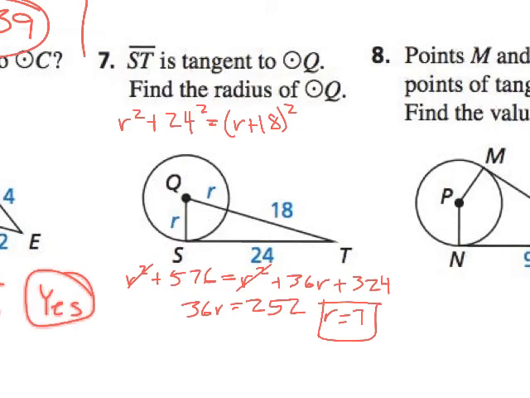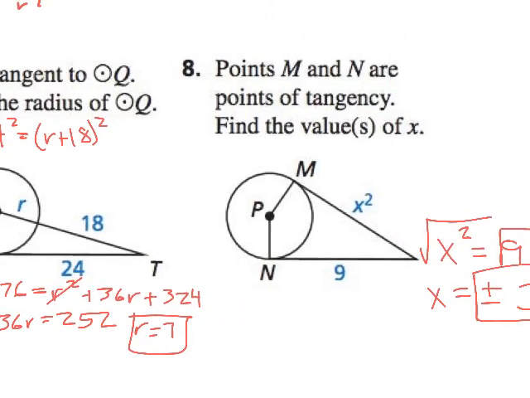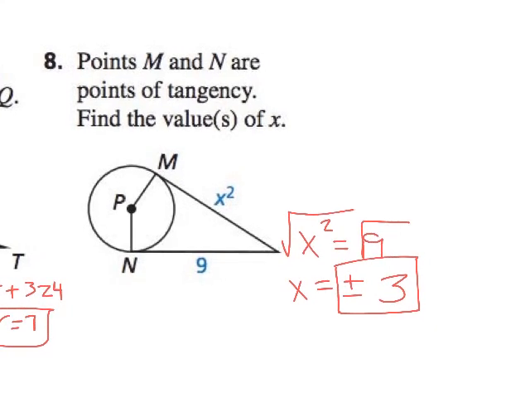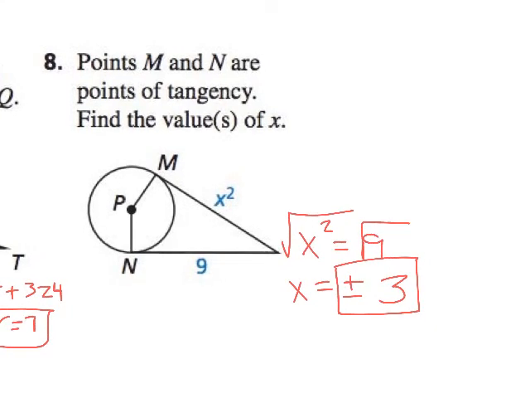Alrighty, last but not least, number 8. So it says points M and N are points of tangency. That means the two segments shown outside of the circle should be congruent. So I set x squared equals 9. When I take the square root of 9, remember back to when we were doing quadratics, if you put the square root into the problem, you are responsible for the plus or minus. Because that x could be 3 or it could be negative 3, because if I square negative 3, it still gives me 9. Okay? So there are two possible x values.